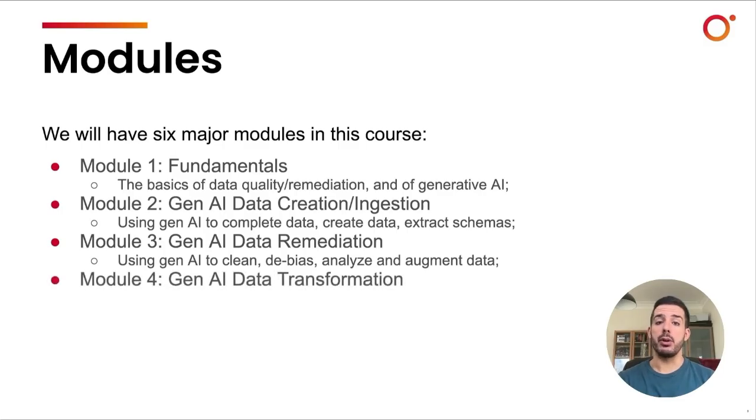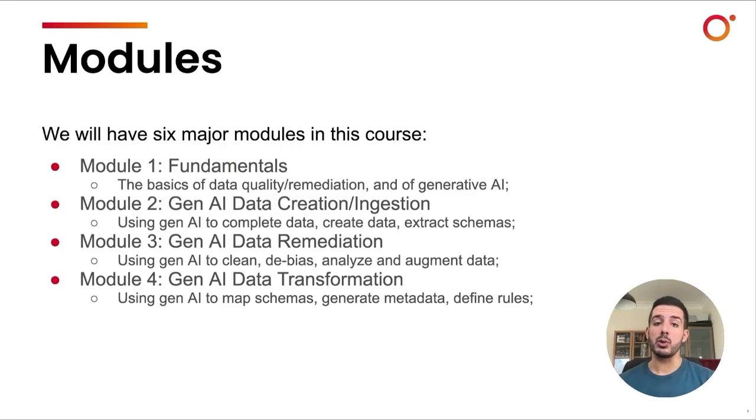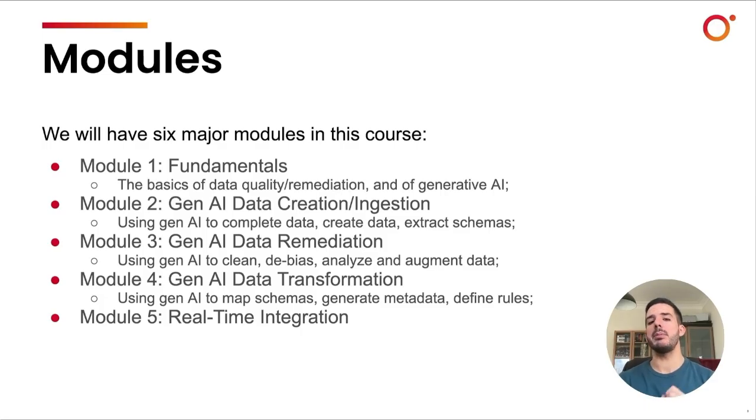Then, module number 4 is going to be about data transformation with generative AI. That is, using generative AI to map schemas, to generate metadata, to define validity rules or business rules for those datasets, and more. Then, module number 5 is going to be about real-time integration. That is, by this point, we will have covered how to use generative AI in a manual manner, right? Copy-paste the dataset together with a specific prompt, for example, and obtain an answer.